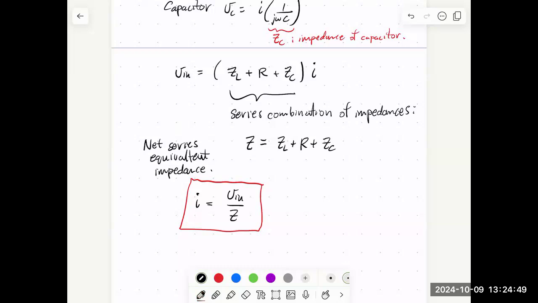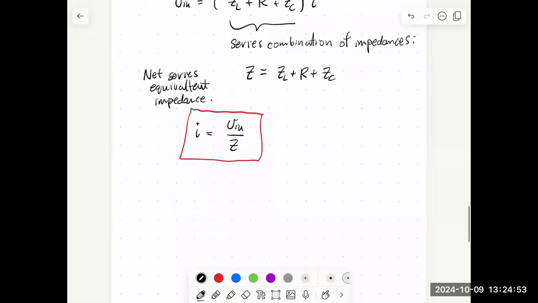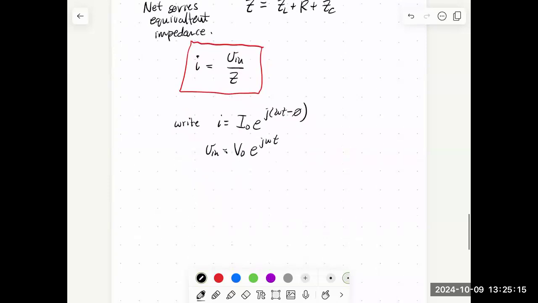Okay, so let's see if we can make some progress. Let's now write I is I naught e to the j omega t minus phi. That was our starting point. And V in was equal to V naught e to the j omega t, like so. All right, so the equation in the red box becomes this: I is equal to V in, which is V naught e to the j omega t, divided by the impedance.